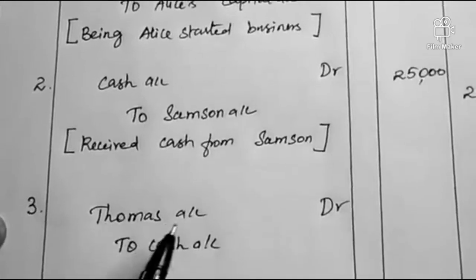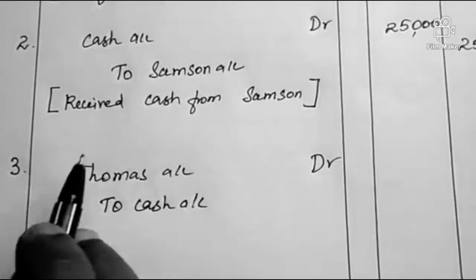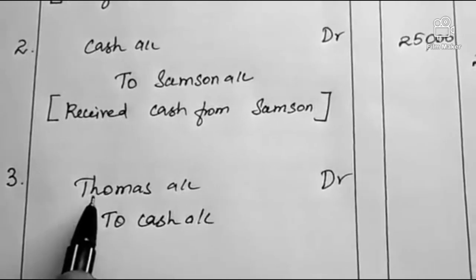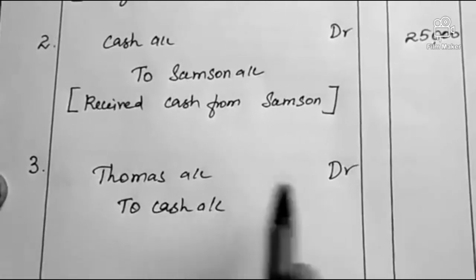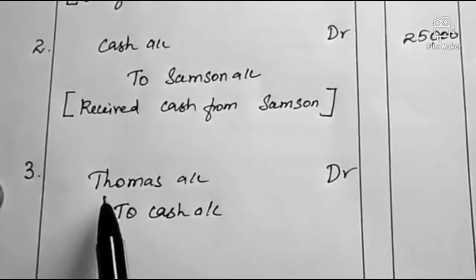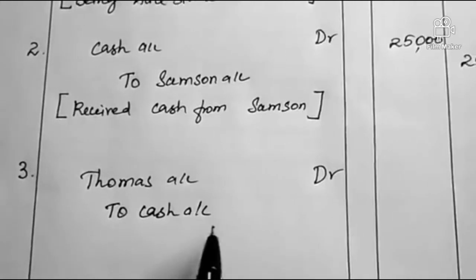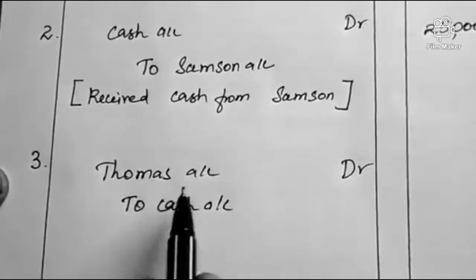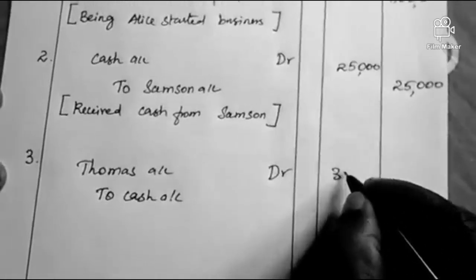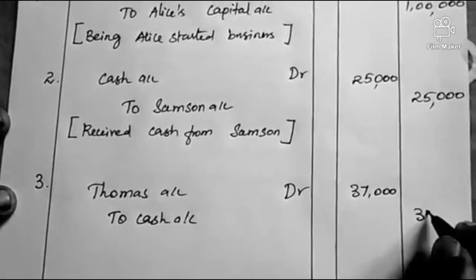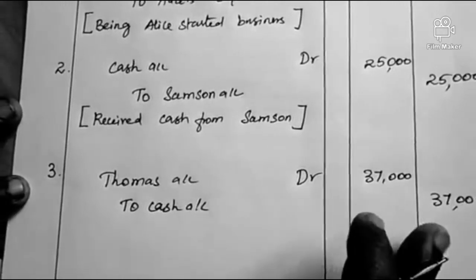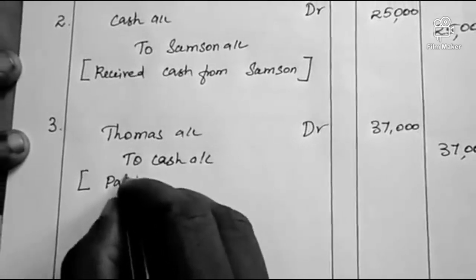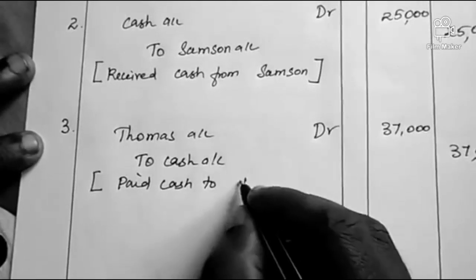When you pay cash to Thomas, Thomas is a personal account. The personal account rule is debit the receiver. When you pay cash to Thomas, Thomas receives cash from the business. So debit Thomas account. When you pay cash to Thomas, cash goes out from the business. So the real account rule is debit what comes in, credit what goes out. So when you pay cash, cash goes out. How much? 37,000. So both debit must be equal to credit. Then narration. Paid cash to Thomas.